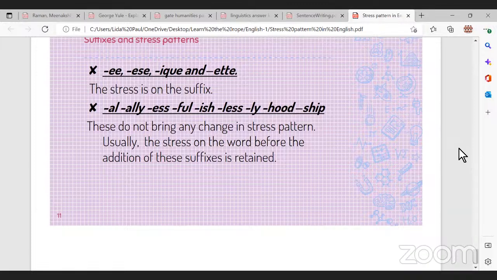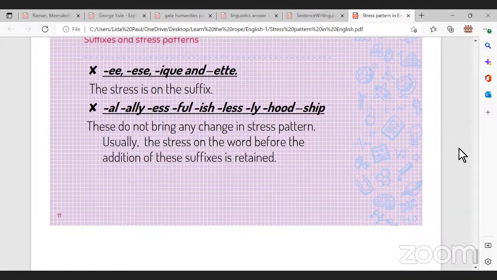Then ly, ness, full, ish, less, who, ship, ment, all of these are what we call neutral suffixes. Their presence in the word does not bring about any change. If you add them to an existing word, then it does not change the stress of the original word. Okay. So hope, hopeful. Hope is what?